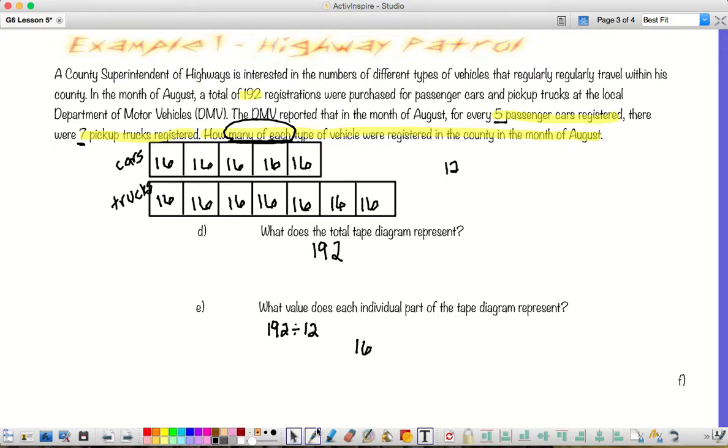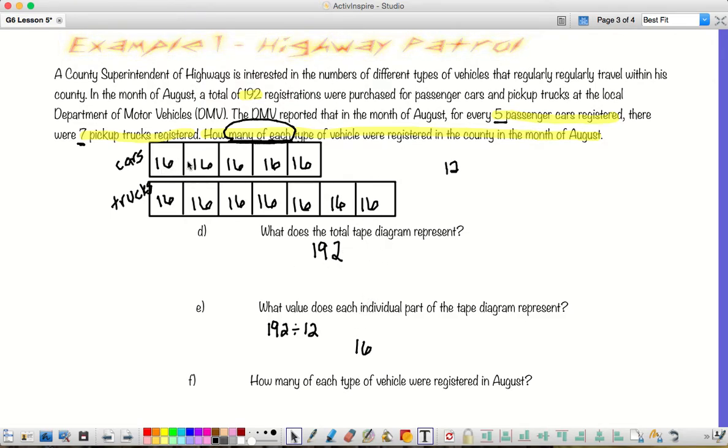Then the last thing that we can do is, we use the ratio of 5 to 7. We know that the cars would have 5 boxes and the trucks would have 7 based on our original ratio. Since there's 192 total vehicles, we can use that ratio to help us figure out how much each of these is actually worth or representing.